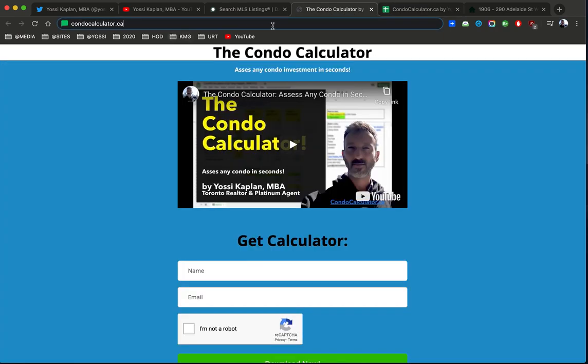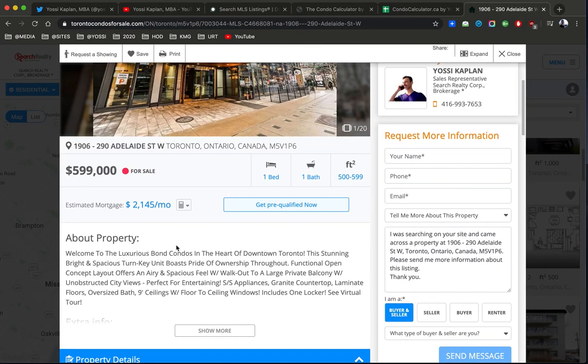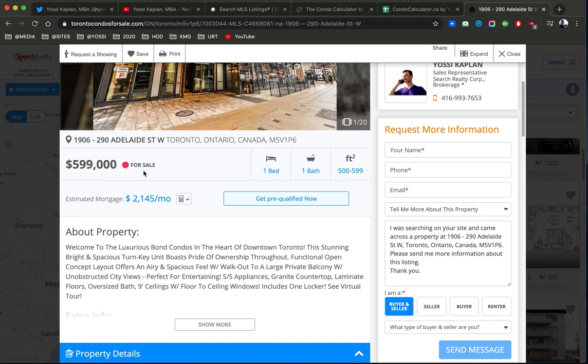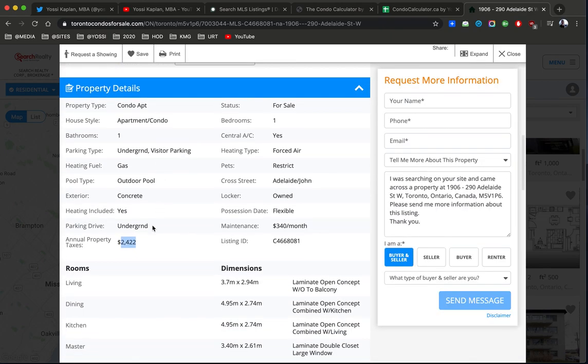Again, go to the Toronto Condo Calculator to download this thing, and you can go to torontocondosforsale.com. Pick any condo, the system will show you the price for sale, estimated mortgage. In our case, in the spreadsheet, it was a little lower. And these are fixed costs, 24, 22. Don't forget to divide the tax by 12, because it's kind of confusing. It's a trick question. The tax shows you annual divided by 12, and the maintenance does show up a month.